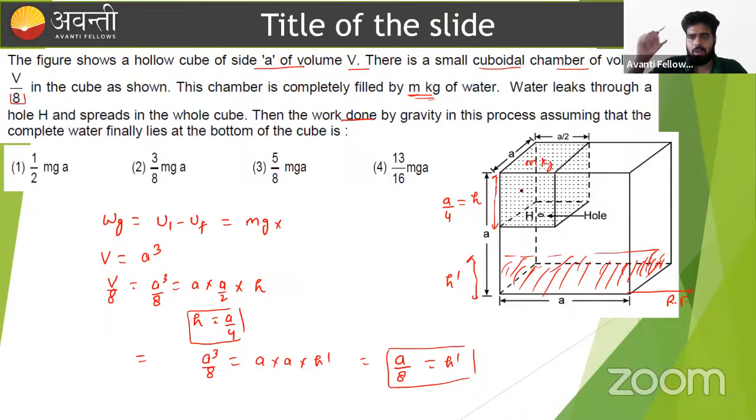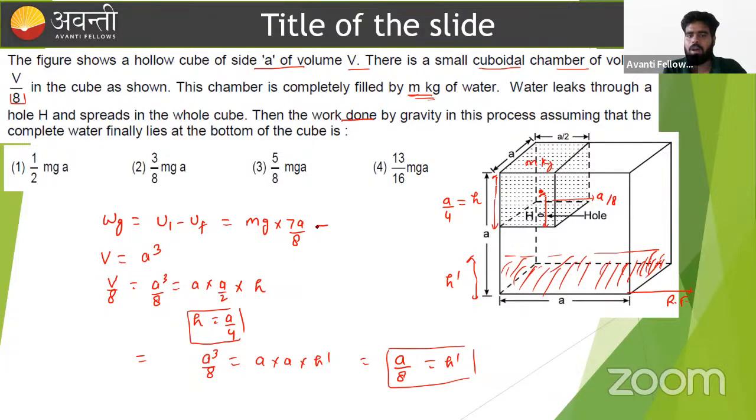We know that because water is distributed, the center of mass lies here, and if this height is A by 4, so from this point the height of the center of mass will be A by 8. Then what is the height from the reference point? We can say that if this total height is A minus A by 8, that is 7A upon 8. I hope this is clear.